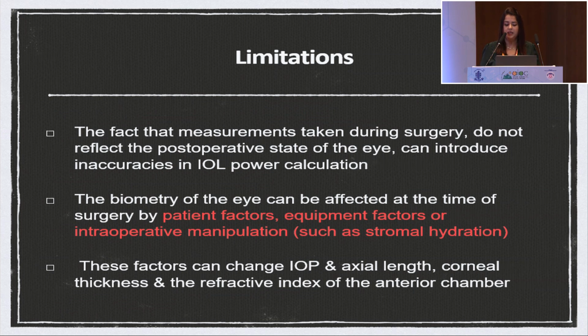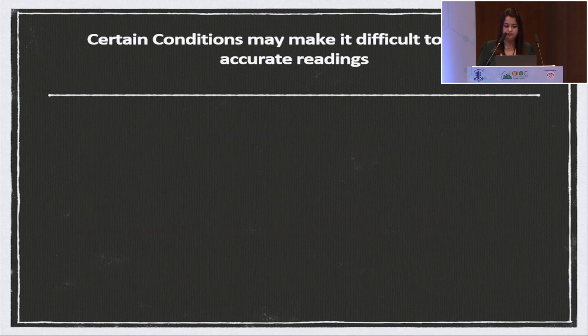post-operative state of the eye can introduce inaccuracies in IOL power calculation. The refractometry of the eye can be affected at the time of surgery by patient factors such as squeezing of the eye, equipment factors, or intraoperative manipulations such as stromal hydration. These factors can change IOP and axial length, corneal thickness, and the refractive index of the anterior chamber.